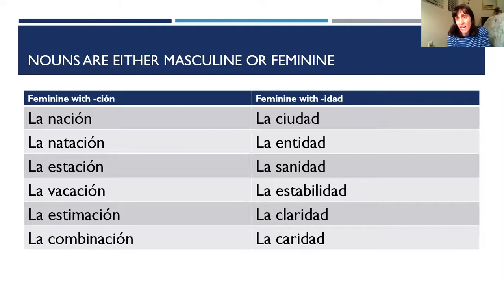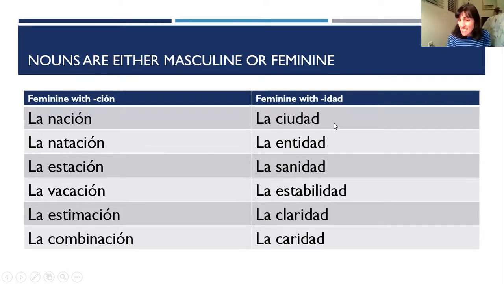Okay, now if you see a word that ends in ION or CION, that's pretty much a dead giveaway that it's feminine. That's a feminine ending. It's kind of equivalent to the tion in English. So la nación means nation. La nación is feminine. La natación is swimming. La estación is the season. La vacación is for vacation. La estimación, estimation, and la combinación, combination. So these are all feminine words.